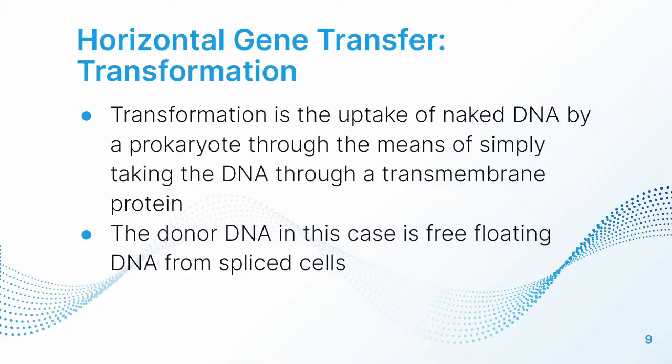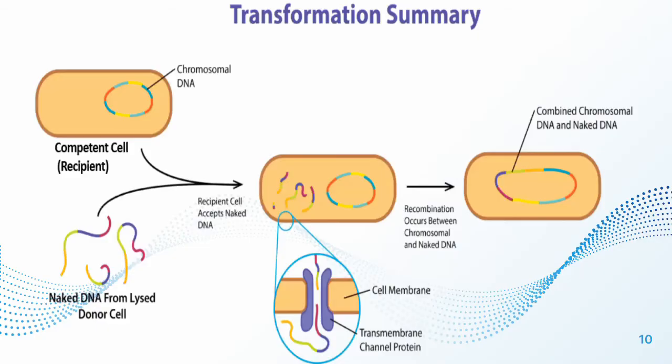Transformation is the uptake of naked DNA by a prokaryote through the means of simply taking the DNA through a transmembrane protein. The donor DNA in this case is free-floating DNA from lysed cells. As you can see from the diagram, we see that naked DNA from a lysed donor cell is absorbed through transmembrane channel proteins of a competent cell, the recipient cell, and the naked DNA is then combined with the chromosomal DNA, and those genes associated with that DNA are able to be expressed in the bacteria.